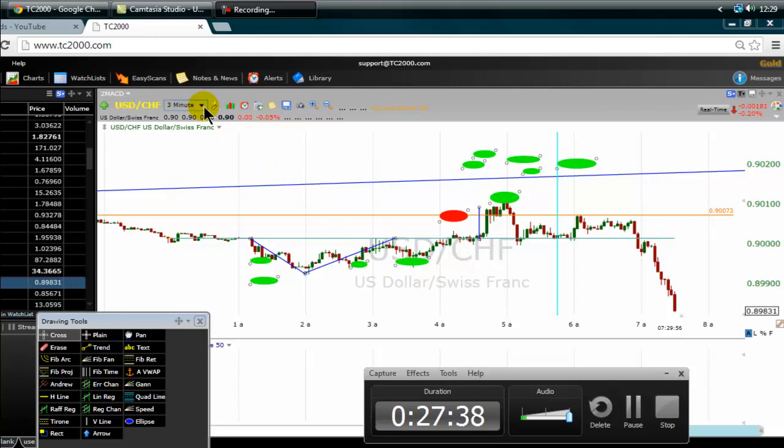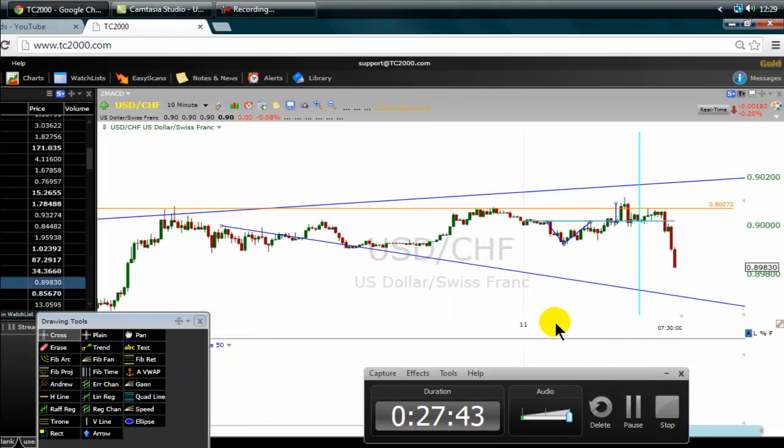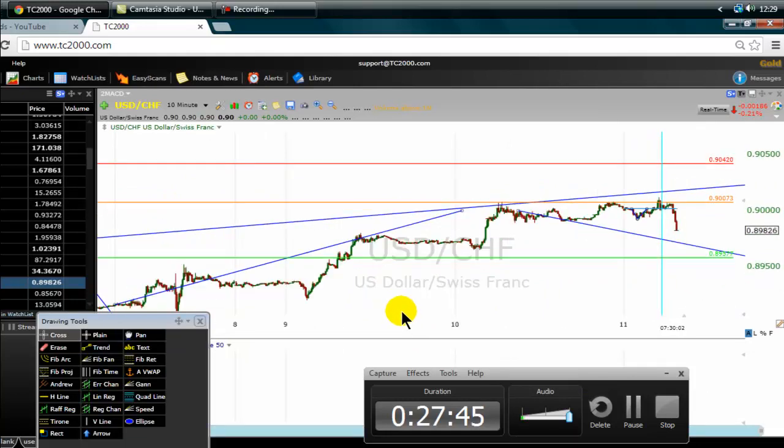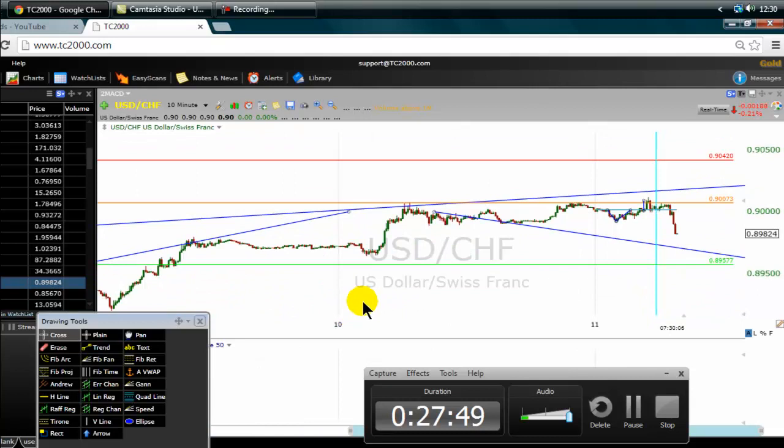Okay, we can let it run more. I will see whether it's going to come to my... where's my green line? My green line is here. Okay, so I let it run, so I'll pause it again. Before I pause it, I'll go to the 3-minute chart.